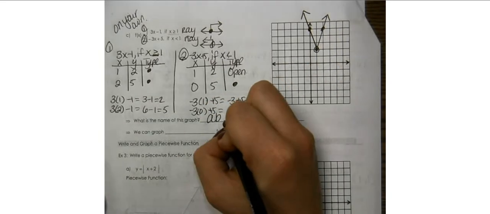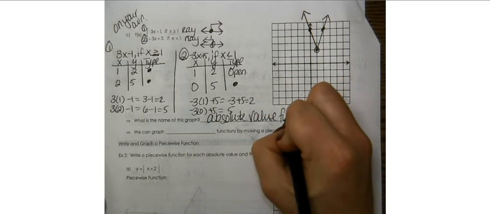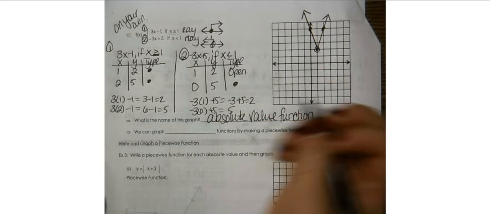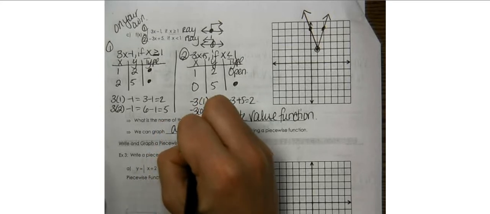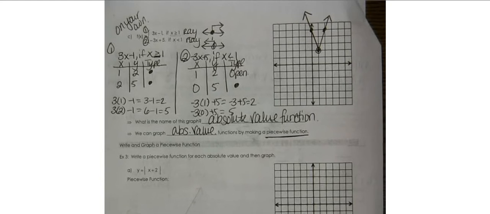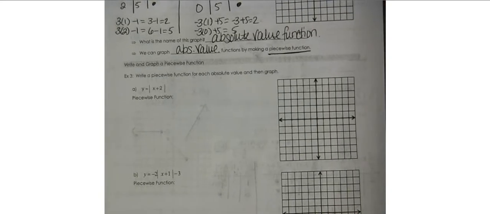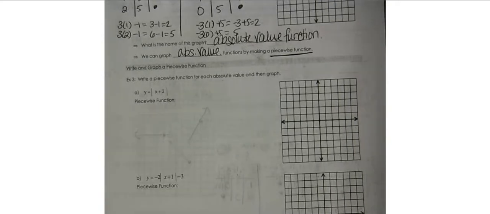So now the question is, what is the name of this graph? Well, this is an absolute value function. It's in the shape of a V. And we can graph absolute value functions by making piecewise functions. So the skill that I'm going to assess you on is how well you can create a piecewise function or rewrite an absolute value function as a piecewise function using the graph.